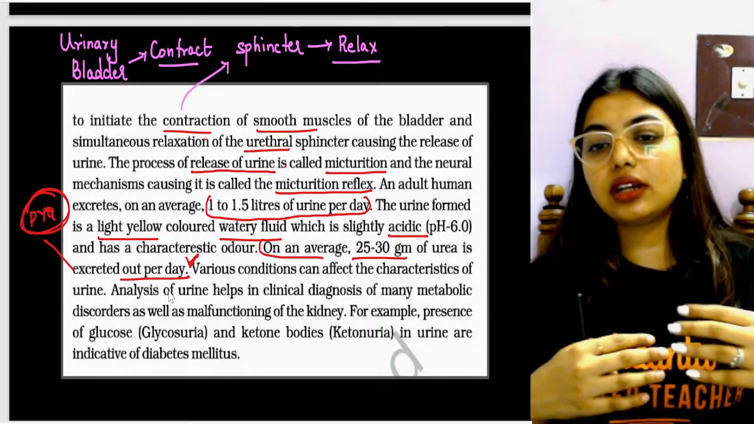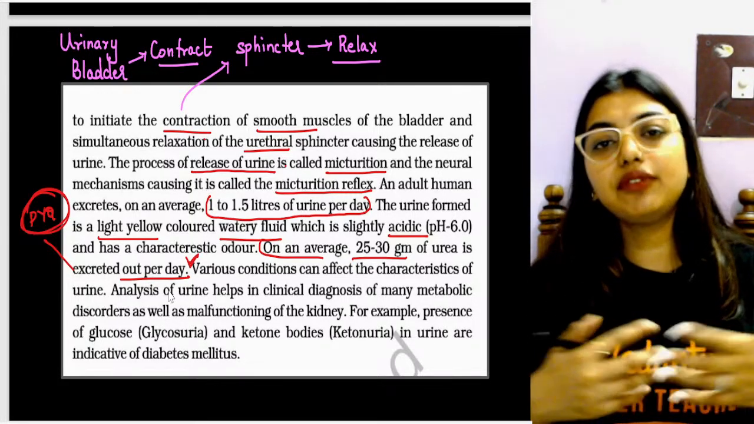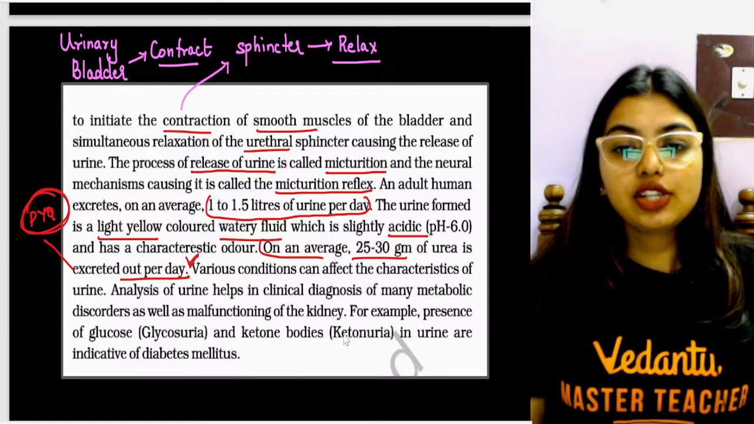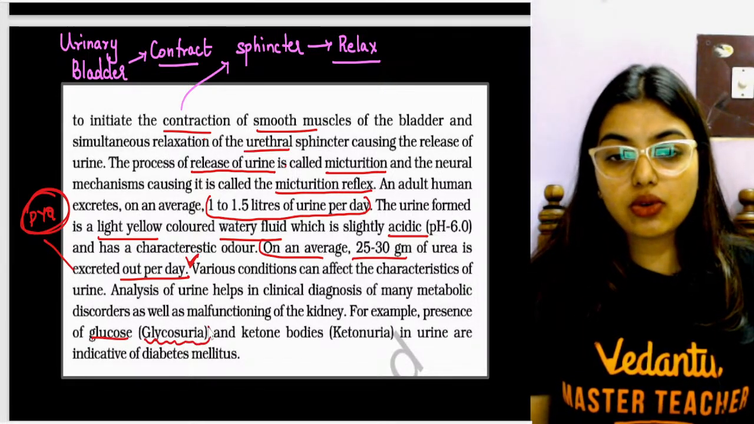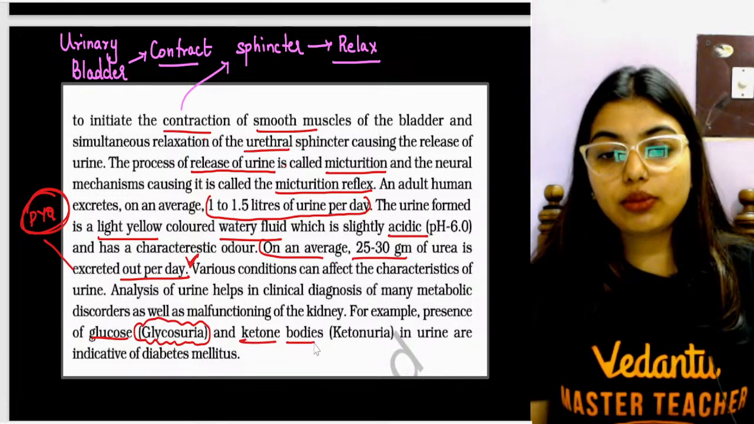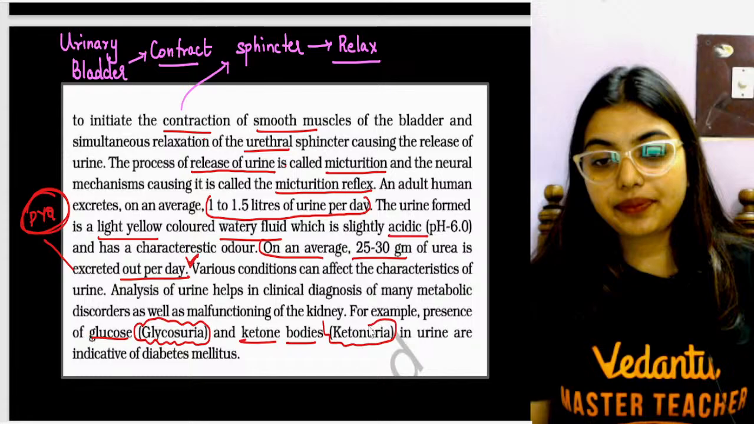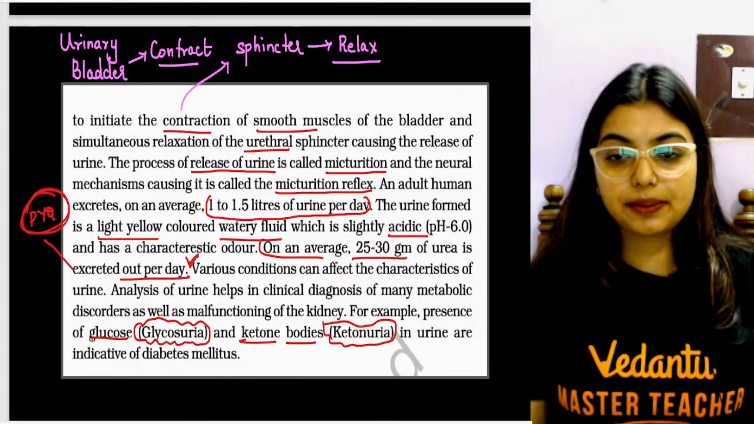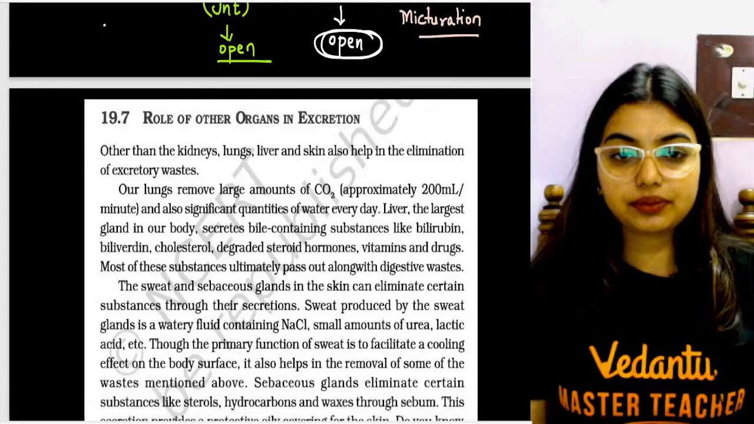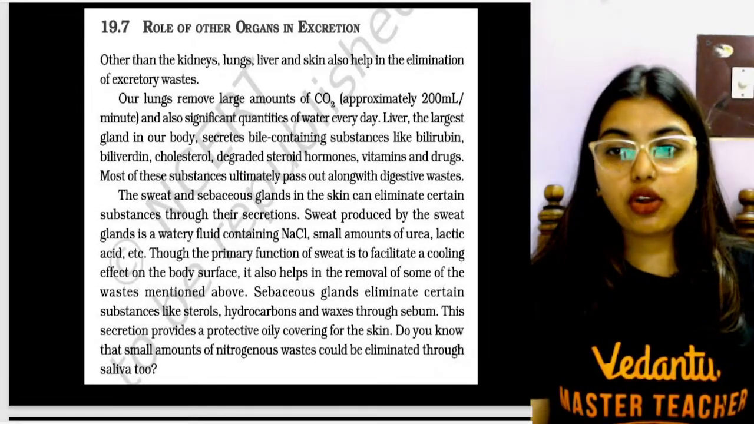But nowadays, because of the kind of diseases that we have, we also do blood tests a lot, right? For example, presence of glucose will be called glycosuria, and ketone bodies is going to be ketonuria. Ketonuria in the urine is associated with diabetes mellitus. Okay.